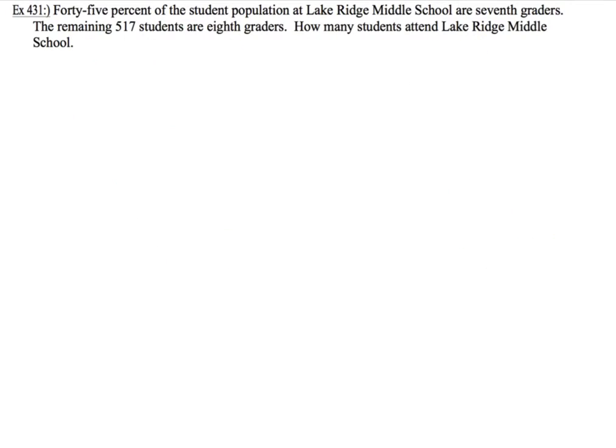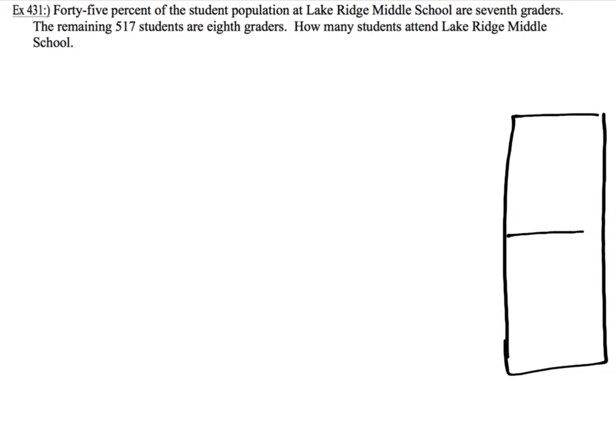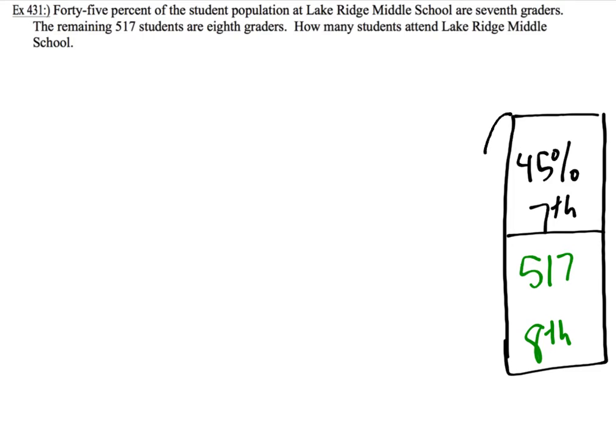Another example. 45% of the student population at Lake Ridge Middle School are 7th graders. The remaining 517 students are 8th graders. How many students attend Lake Ridge Middle School? All right, so if we have all the students there, 45% are 7th grade, and the remaining 517 students are 8th grade. Now, we do need to realize that if this is 45% for 7th grade, then 8th grade is the remaining 55%. So, 55% of the students, that's 517 students.